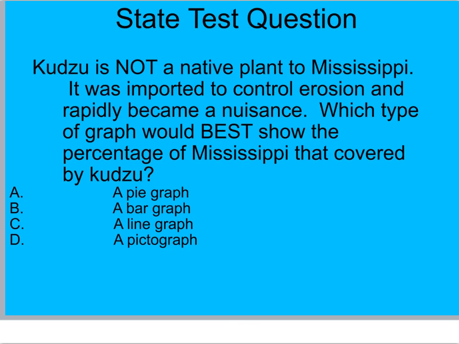So last question here. Kudzu is not a native plant to Mississippi. It was imported to control erosion and rapidly became a nuisance. Which type of graph would best show the percentage of Mississippi that is covered by kudzu? A pie graph, a bar graph, a line graph, or a pictograph? Well, if you're looking at percents, you need to think pie. Because it's a percent of Mississippi, Mississippi can equal up to 100%. Pie is going to be your best option.